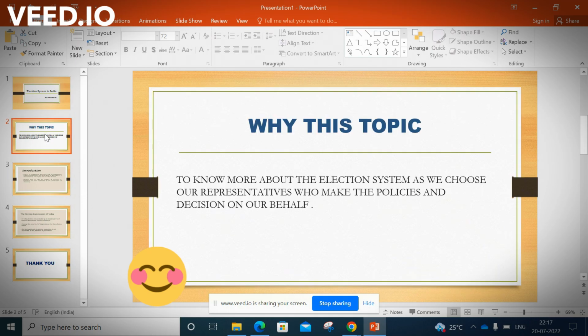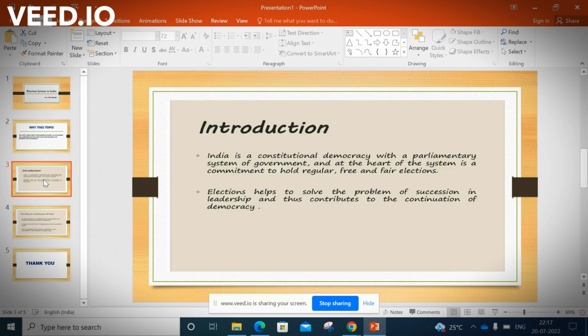So why this topic? I have chosen this topic so that we all can know more about the election system, as we choose our representatives through this process only, and the representatives make the policies and the decisions on our behalf. So let's begin with the introduction.